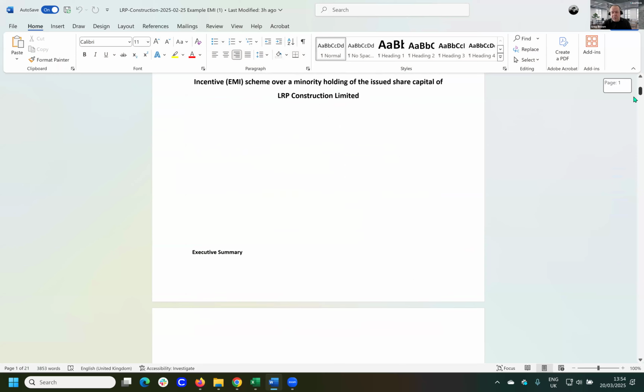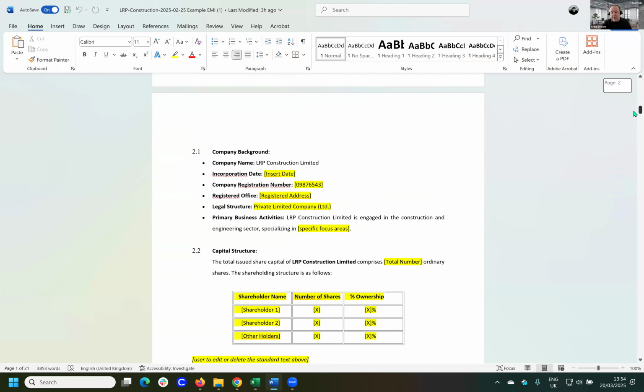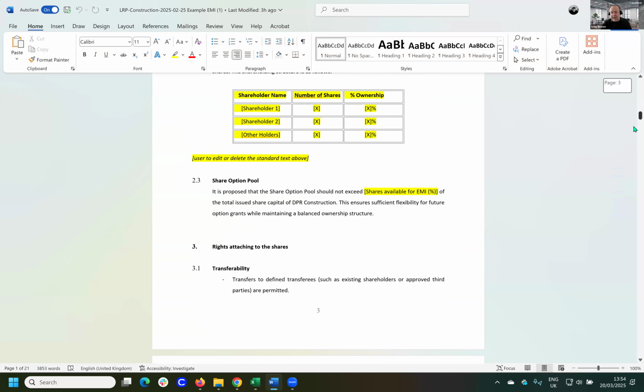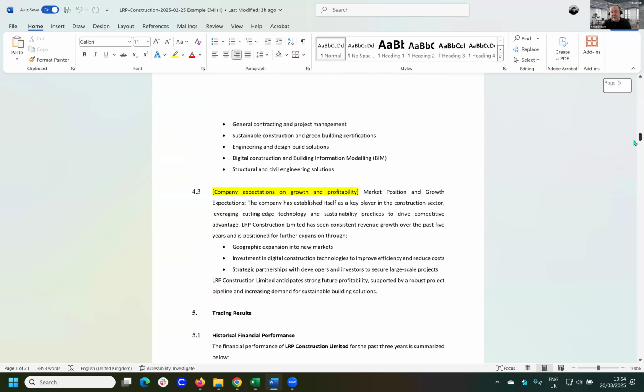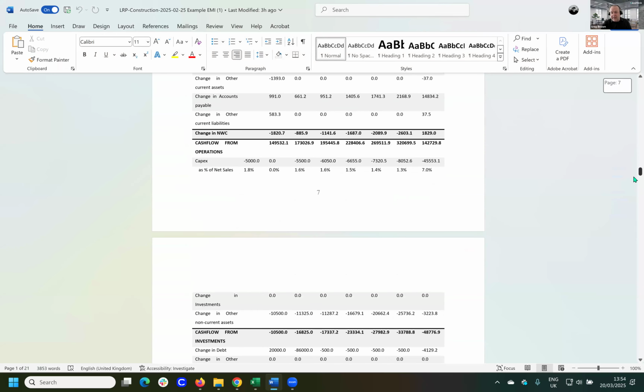So again, just a sample report. As you can see, very comprehensive. The yellow is very much the placeholder. This is where you would insert data that you've got from the business owner that perhaps the platform doesn't have. But by and large, the platform is designed to produce 70–80% of the valuation report, and then you would fill in the knowledge gap.